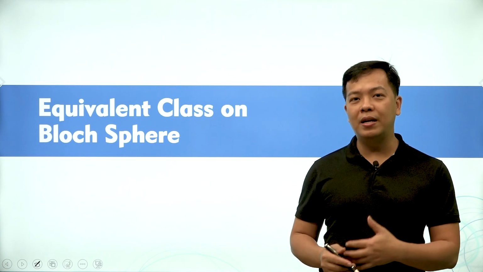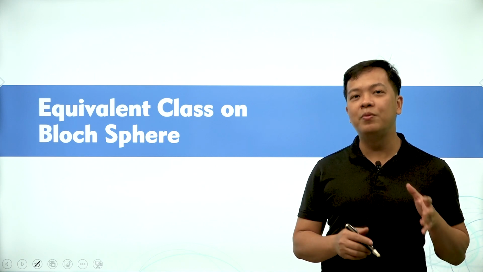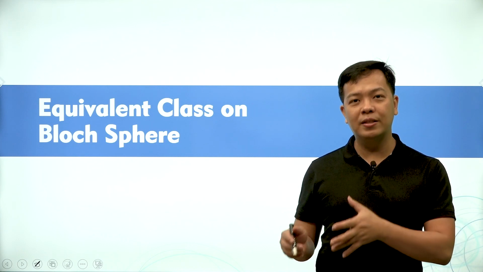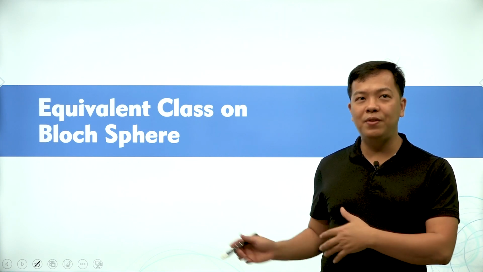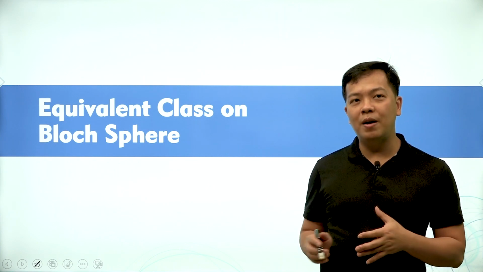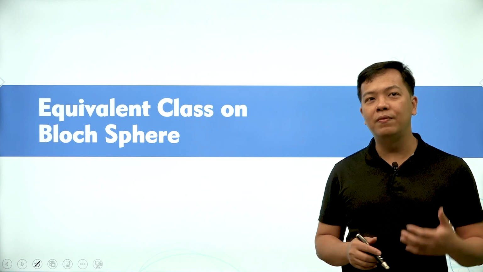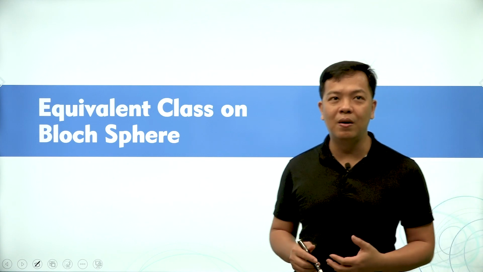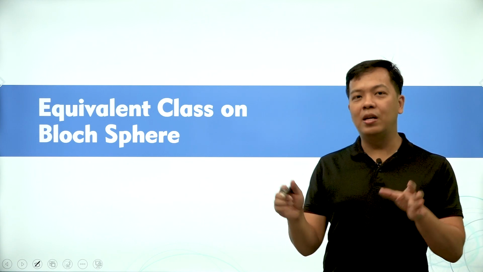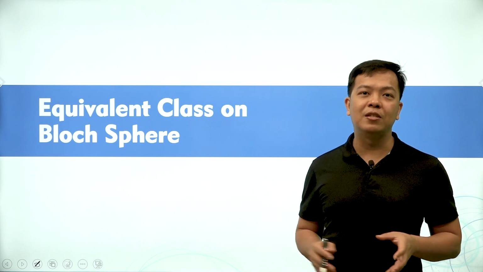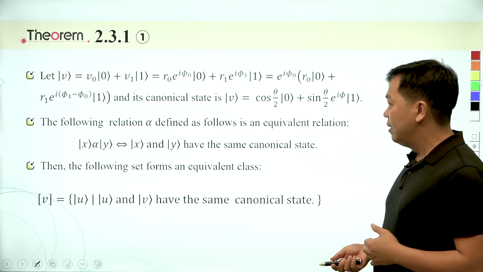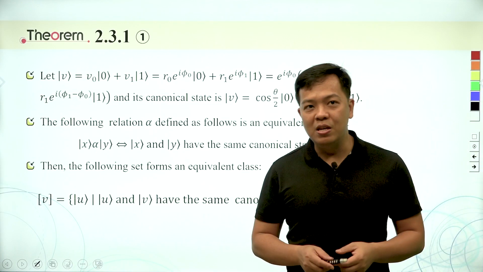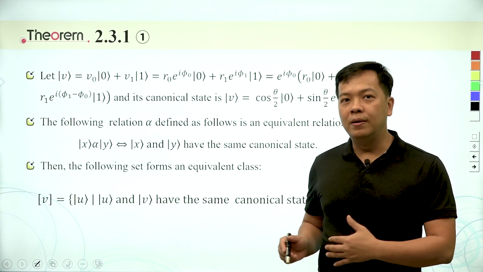I hope everyone can learn a lot about how you present the quantum state in the Bloch sphere. Today we will look more at equivalence classes on the Bloch sphere and how you can know the two vectors have the same state. So okay, we will look back at this theory.